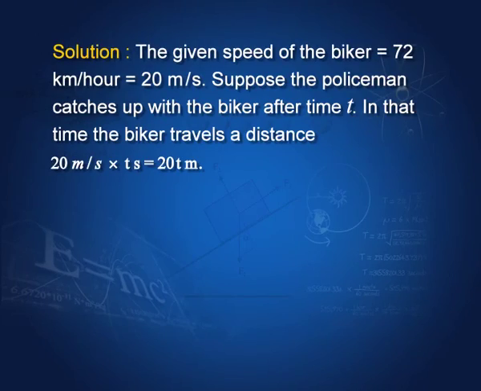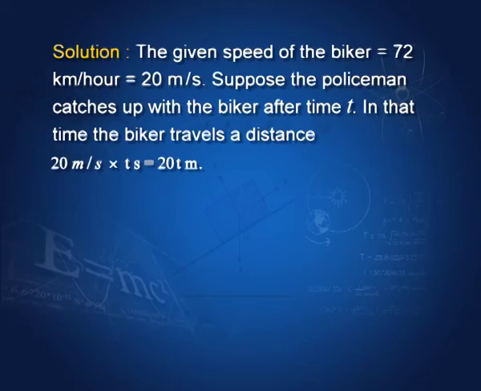The solution of this problem: the given speed of the biker is 72 kilometers per hour, which is 20 meters per second. Suppose the policeman catches up with the biker after time t. You see, if something is unknown, you assume, as in this case we assume time to be t. In that time, the biker travels with a constant speed of 20 meters per second a distance of 20 meters per second into t seconds, which means 20 times t meters.